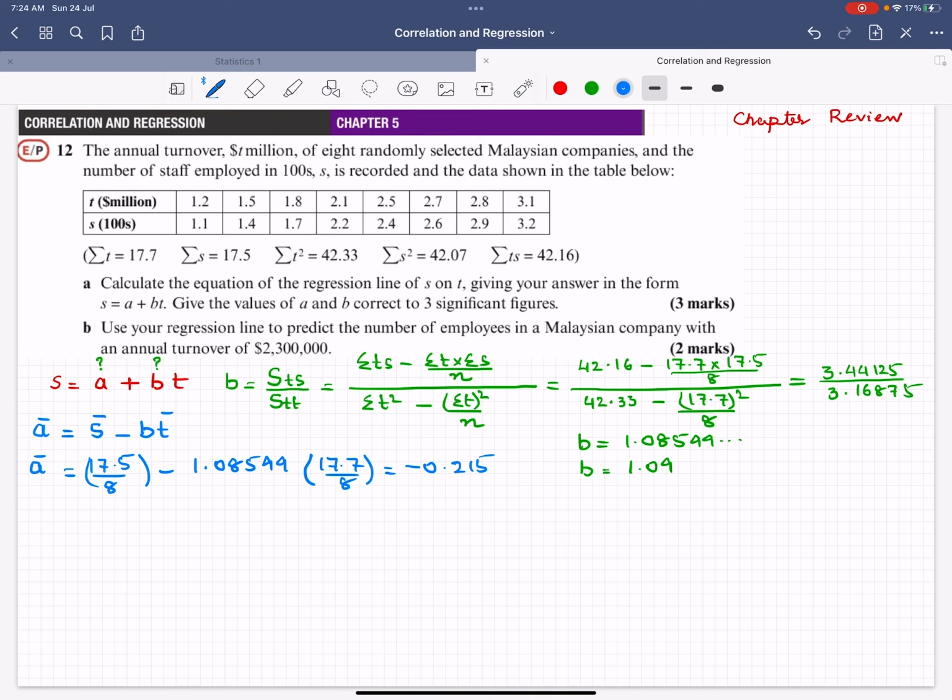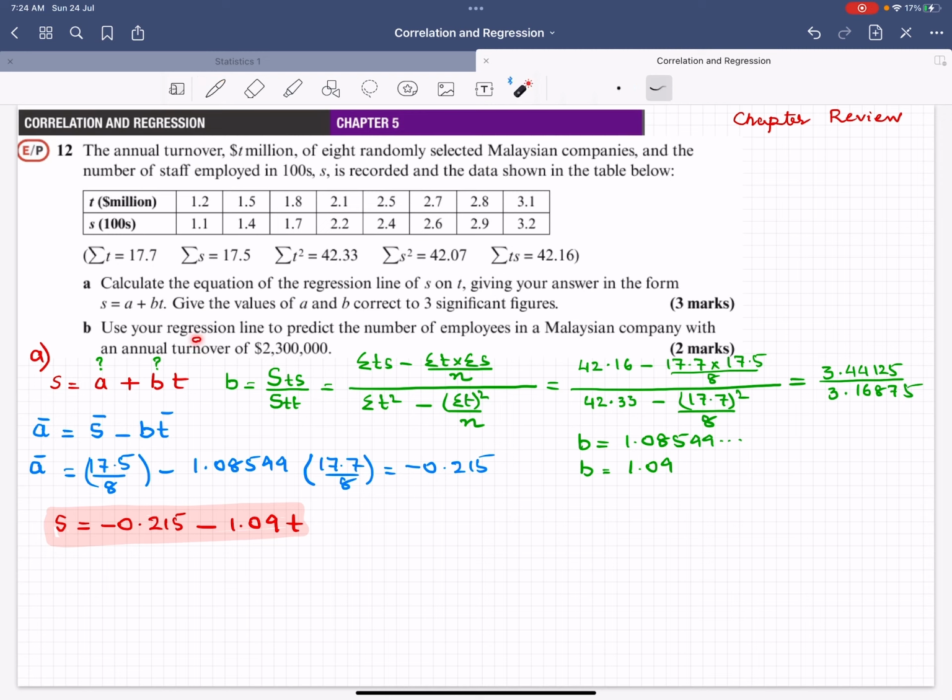And hence we can find the equation of the regression line. Since we already calculated A and B, all we need to do is to plug in these values. Therefore, equation of the regression line S is equal to A, which is negative 0.215, plus B, which is 1.09, into T. So this is the equation of the regression line of S on T. This was question A. Moving on to the next question.